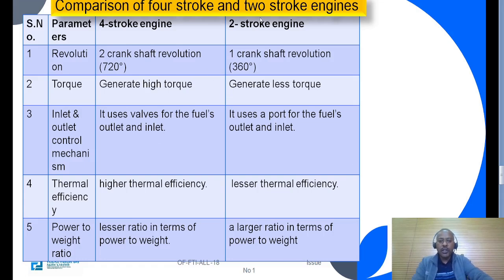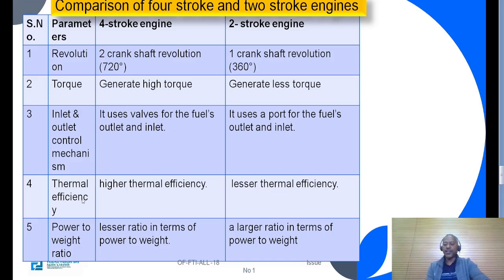Let's compare the four-stroke and two-stroke engine by using different parameters. The first is revolution. The four-stroke engine, to complete the work, needs 2 crankshaft revolutions, and the two-stroke engine requires 1 crankshaft revolution, which is about 360 degrees, half of the four-stroke engine. In terms of torque, the four-stroke engine generates high torque, while the two-stroke engine generates less torque. In terms of inlet and outlet control mechanism, the four-stroke engine uses valves for the fuel inlet and outlet, whereas the two-stroke engine uses ports.